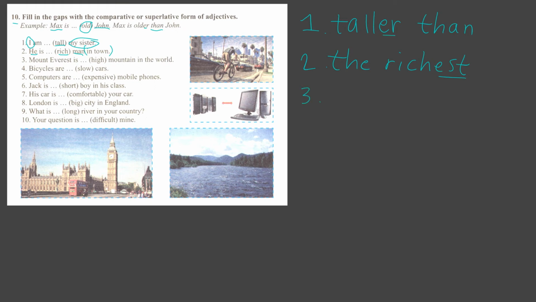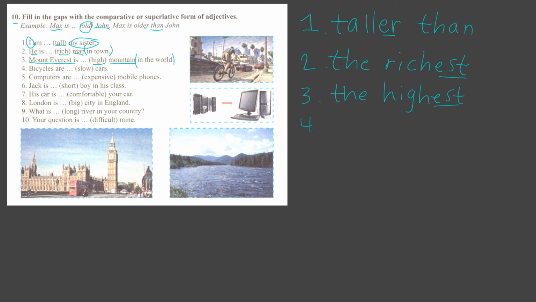Okay, number 3. Mount Everest is blank mountain in the world. So we have Mount Everest and mountain. So those mean the same thing. Mount Everest is a mountain. And we have the prepositional phrase in the world, in all of the world. So this is a superlative sentence. And because high is a short adjective, we can say Mount Everest is the highest mountain in the world.